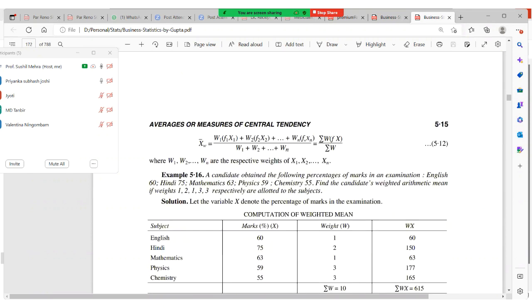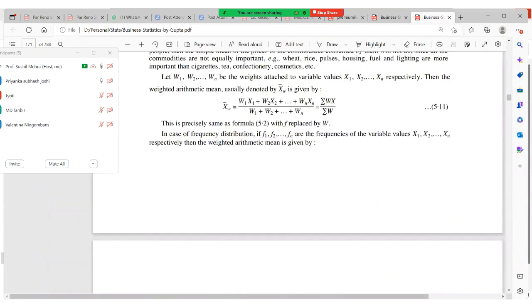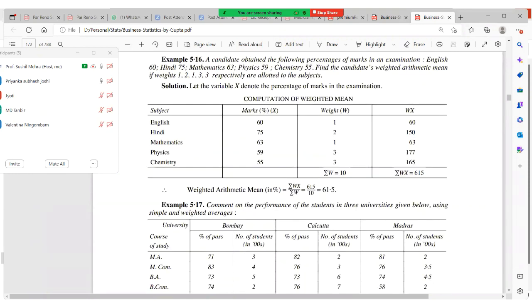Weighted mean. This is also part of the mean. The weighted mean is similar to the frequency one, right? The weighted mean is the summation of W X, divided by the summation of W. These are the given.